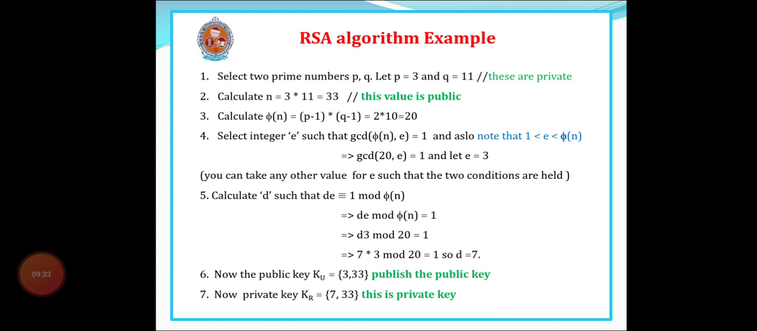Now calculate phi of n. Phi of n is equal to phi of 33, that is equal to phi of 3 star phi of 11, that is equal to p minus 1 star q minus 1, that is equal to 20.